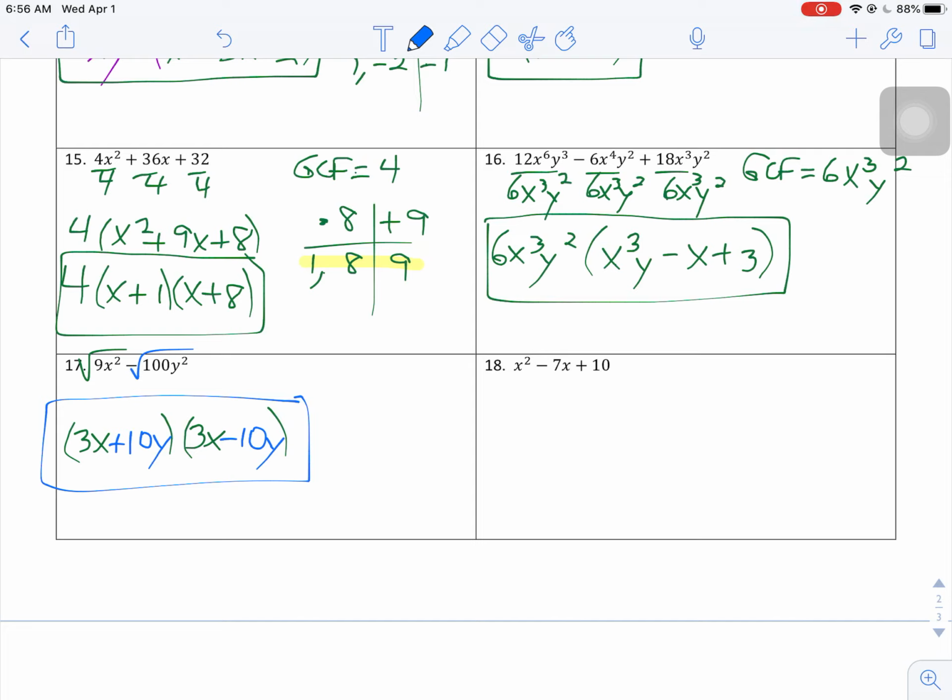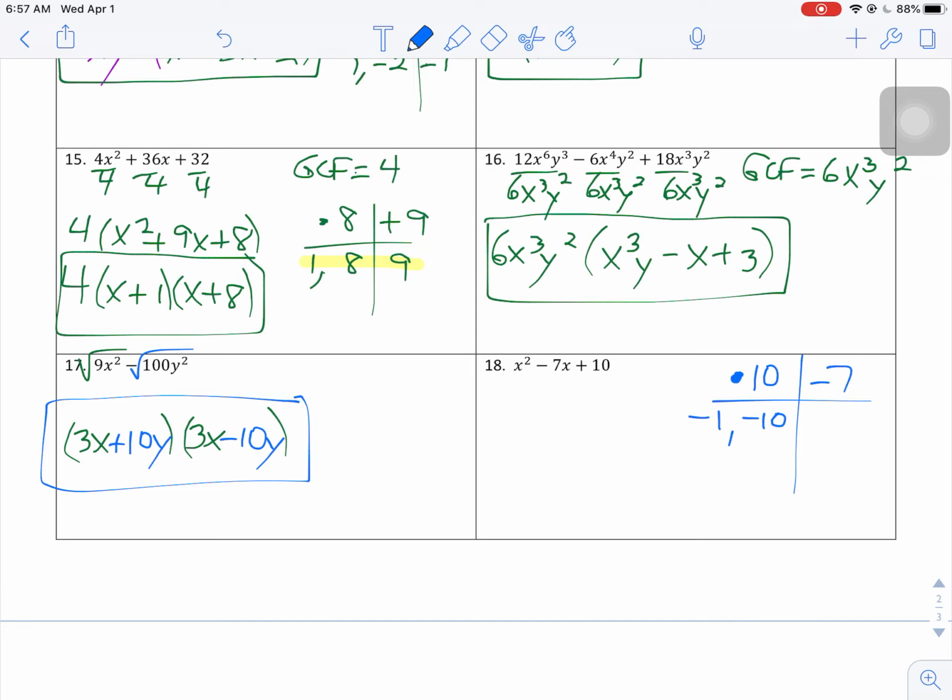And then that last one, no GCF other than 1. So I want to look and see I have 3 terms. So it's a basic trinomial. I want to multiply to 10 and add to -7. So since I'm trying to add to a negative number, both of my numbers have to be negative, because that's the only way I can multiply to a positive and then add to a negative.